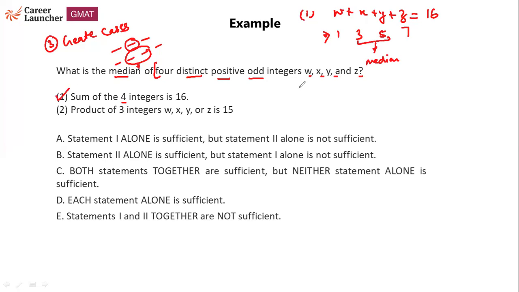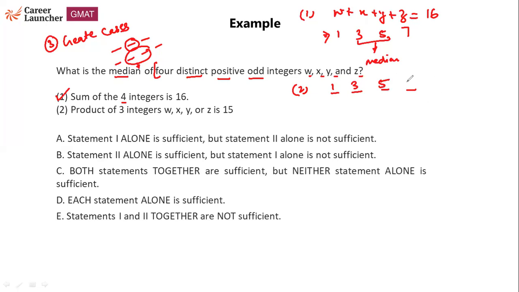What about statement 2? It says that the product of three of the integers W, X, Y, Z is 15. Now, out of four integers, the product of 3 is 15. Now, how is it possible? They have to be all different. They have to be odd. They have to be positive. Their product of 3 should be 15. That means this should have 1, 3, and 5 in it to get the product as 15.